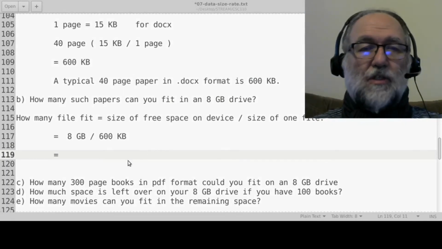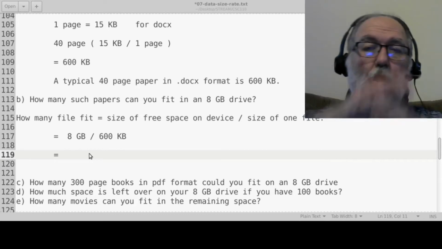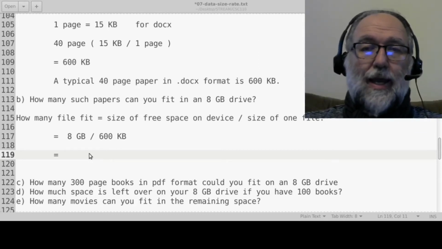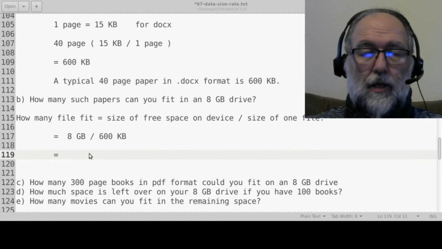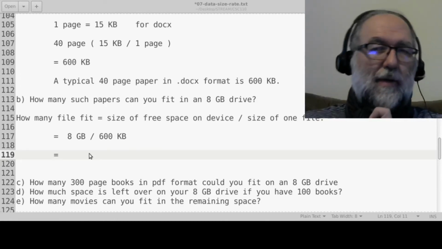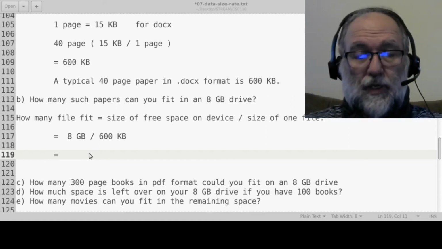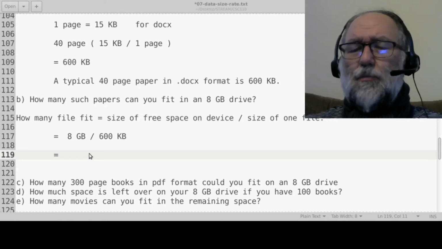The problem is, if you look at that, you see that you've got a unit mismatch. The total pie is measured in gigabytes, and the smaller thing is being measured in kilobytes. You say, well, what do you do? Either you have to convert the kilobytes to gigabytes or the gigabytes to kilobytes. One or the other. And I like converting the bigger unit to the smaller one. So I want to get rid of the gigabytes and replace them with kilobytes.